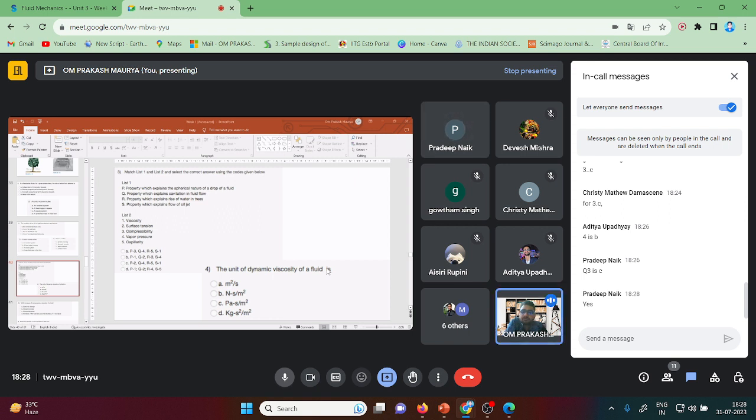For question number 4, Aditya is saying option B is the unit of dynamic viscosity of fluid. Yes, Newton second per meter square. I think everyone knows about it. Now move on to the next.